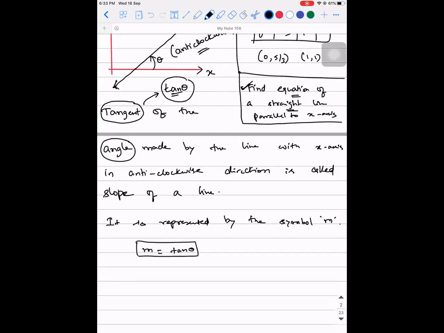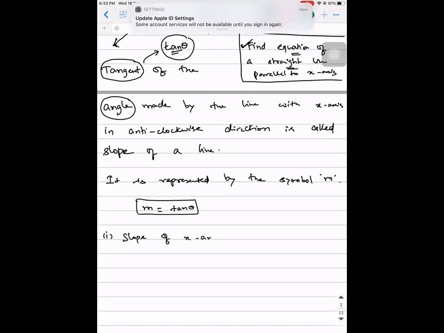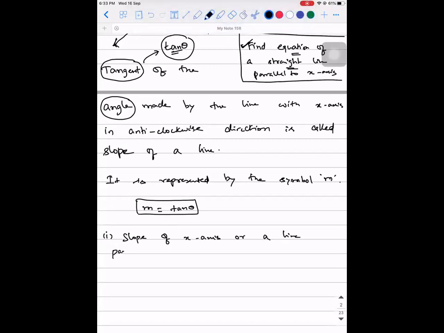Now I'm going to ask you some questions. First, the slope of the x-axis or a line parallel to the x-axis is how much?